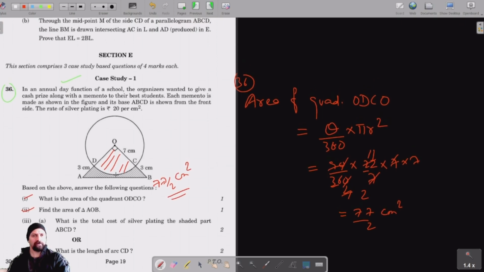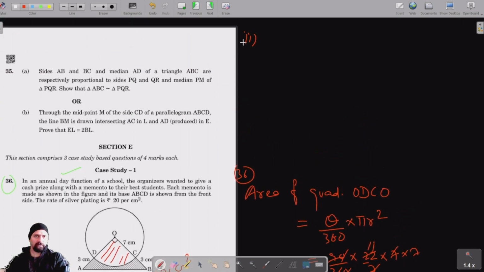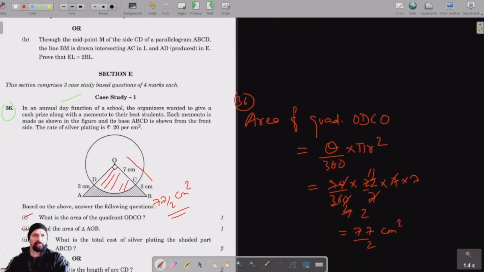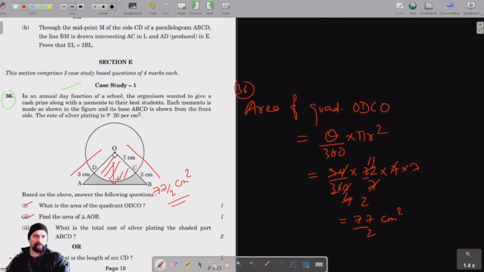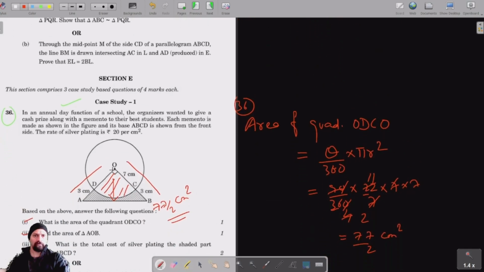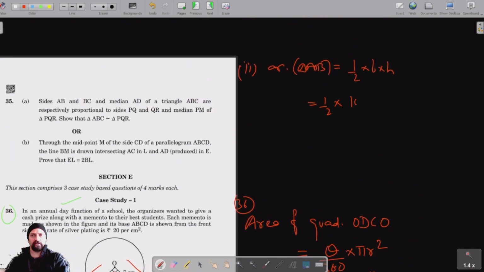Now find the area of the triangle AOB. Triangle AOB is a right angle triangle, and for the right angle triangle we can use the formula half into base into height. Base is this side and height is this side, because the one opposite to the 90 degrees is the hypotenuse. So base is 7 plus 3 is 10, and height is also 10. So this is 50 centimeter square.